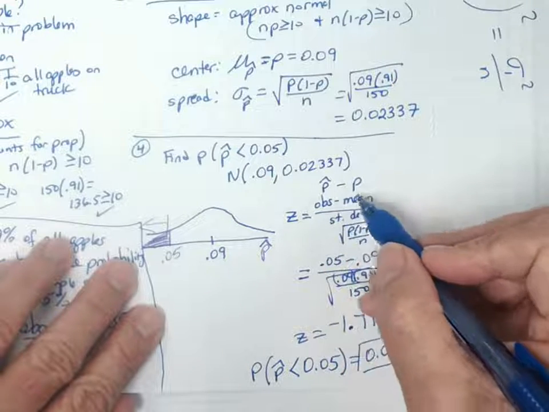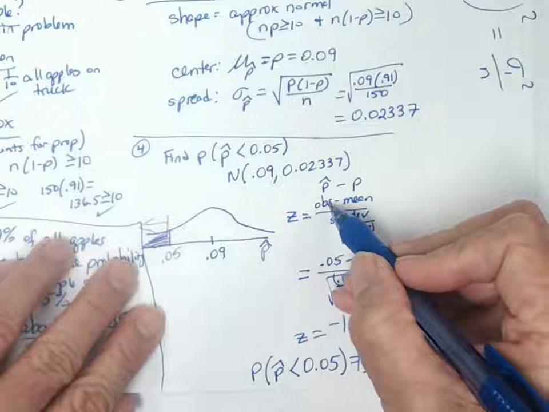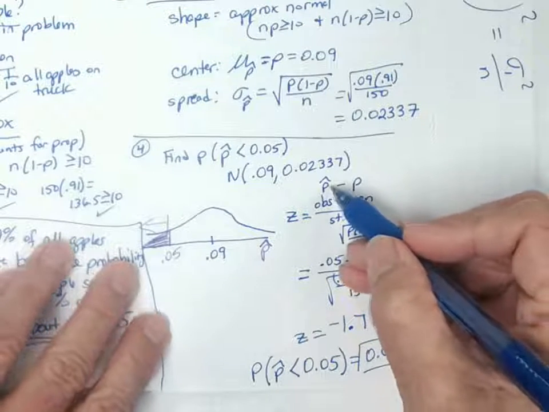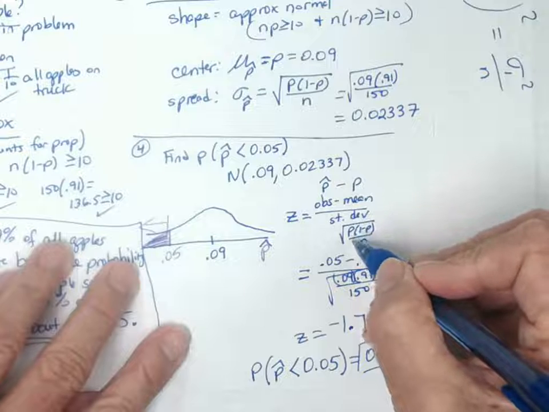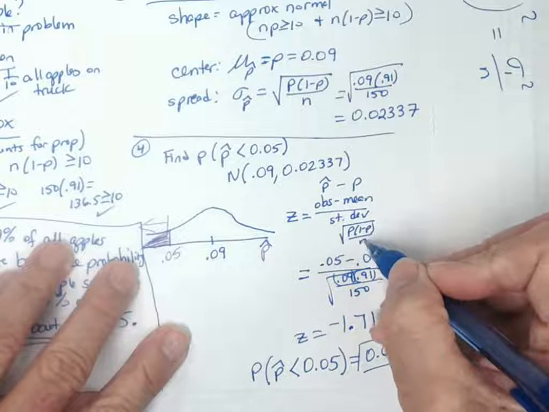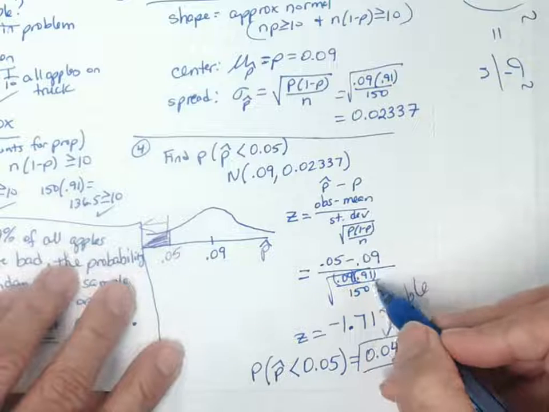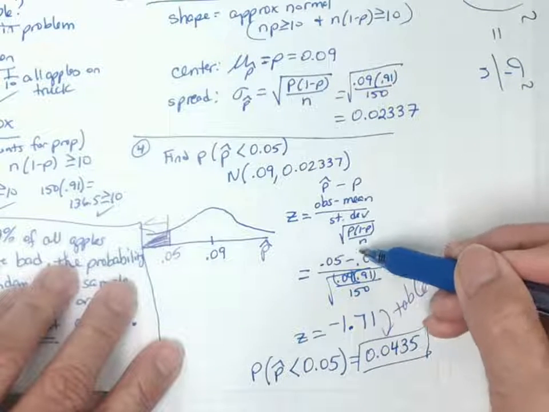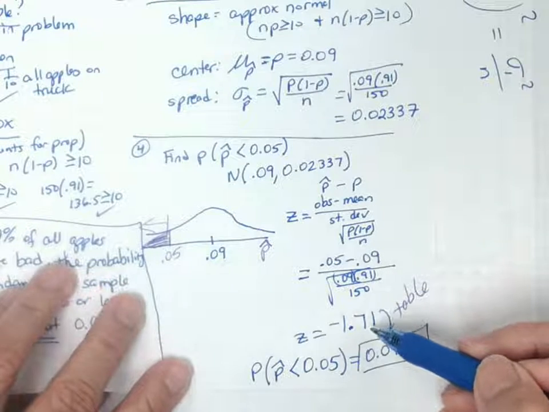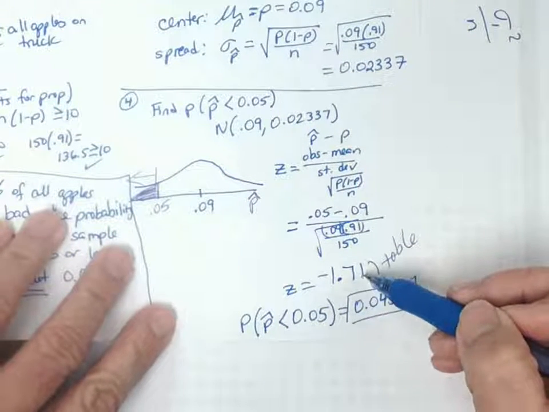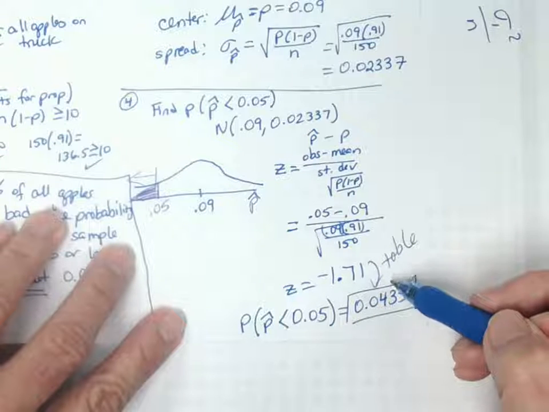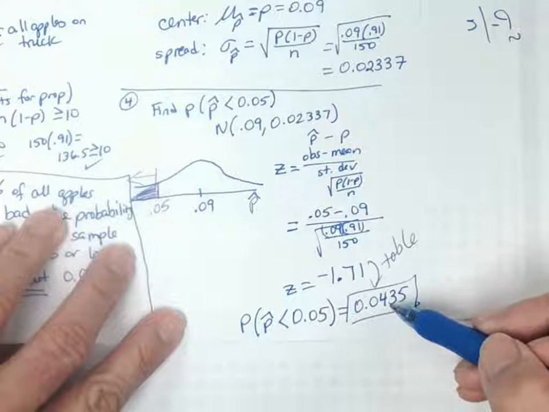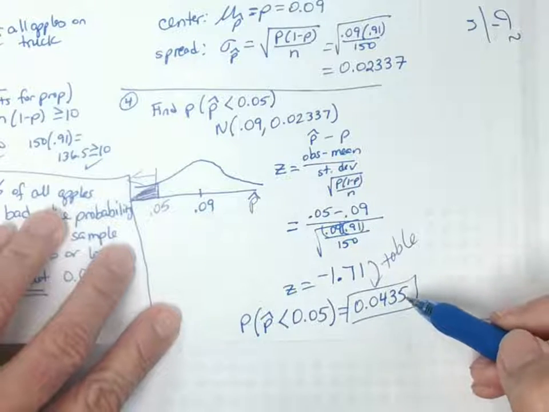Z is equal to, I can use one of these two things. I can either say it's equal to the observed minus the mean divided by the standard deviation, or I can use the actual symbols, p hat minus p divided by the square root of p times 1 minus p divided by n. Put in my numbers, so I need either the one with the symbols or the words, and I need the actual values. So here I got negative 1.71. Going to the table now, and again, I put a little note here. I got this value from the table. I got 0.0435. So that's step 4.